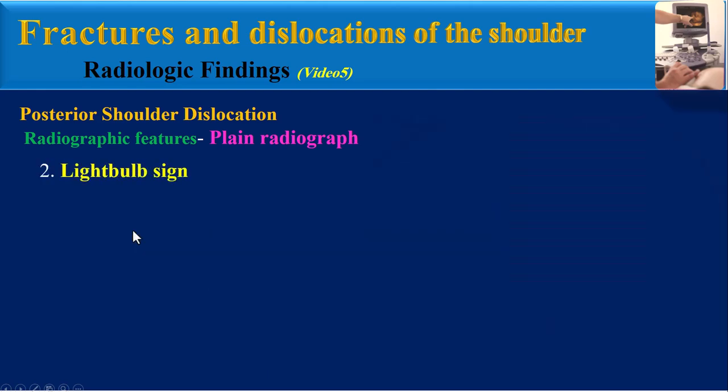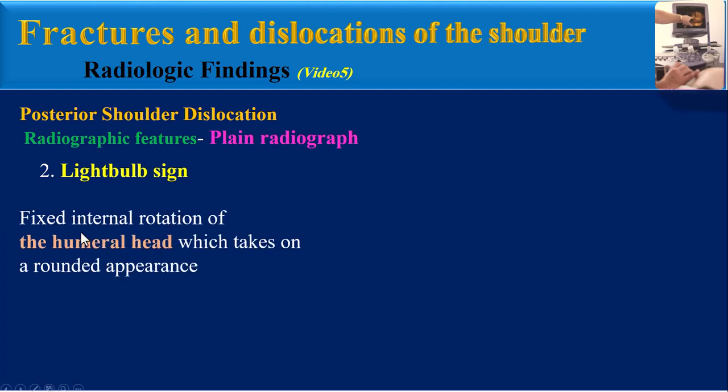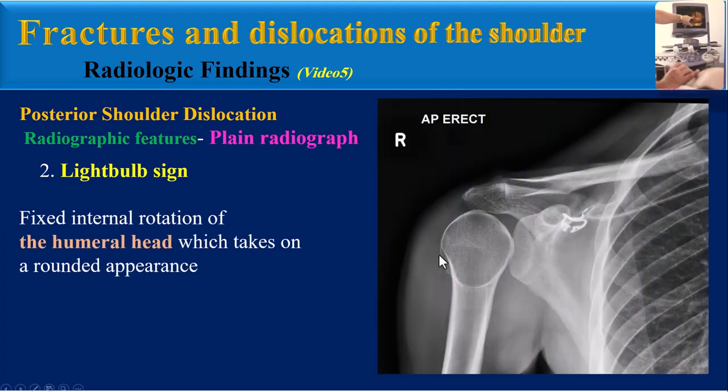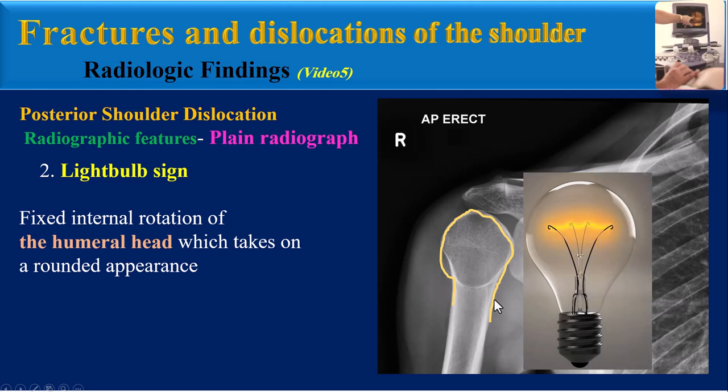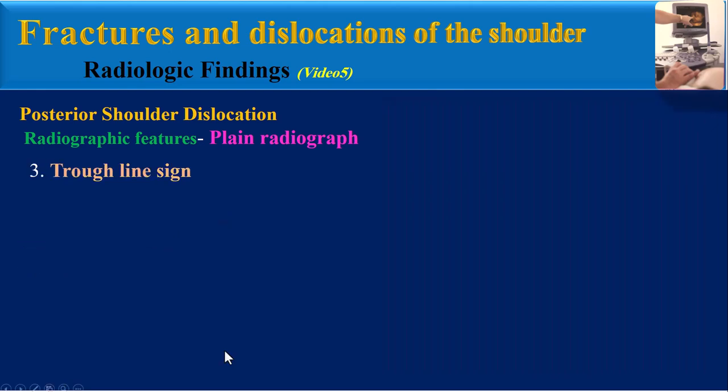Another X-ray finding is light bulb sign, due to fixed internal rotation of the humeral head, which takes on a rounded appearance. The light bulb sign refers to abnormal AP radiograph appearance of the humeral head in posterior shoulder dislocation. When the humerus dislocates, it also internally rotates such that the head contour projects like a light bulb when viewed from the front. Trough line sign.